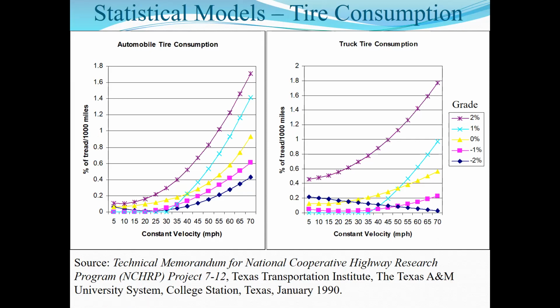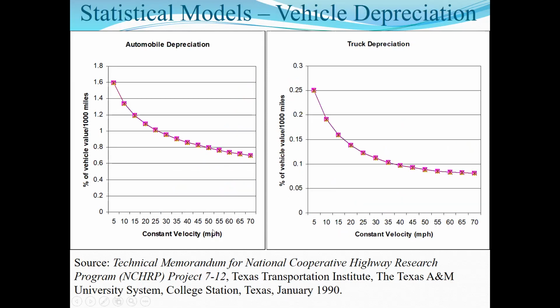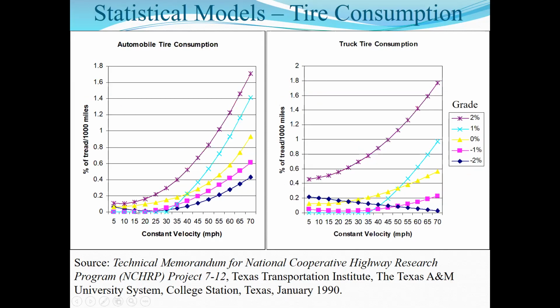Same with the tire consumption, obviously, and this is another sub-model. In this sub-model, you could see that at lower speeds, you don't do as much tire damage. But as you increase speed, the tire damage goes up, for both automobiles as well as for the trucks.